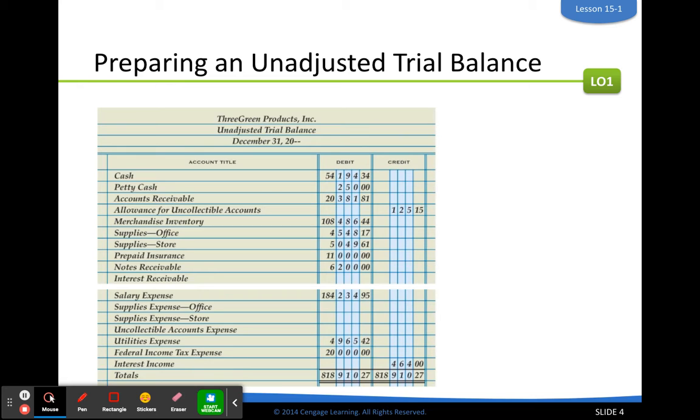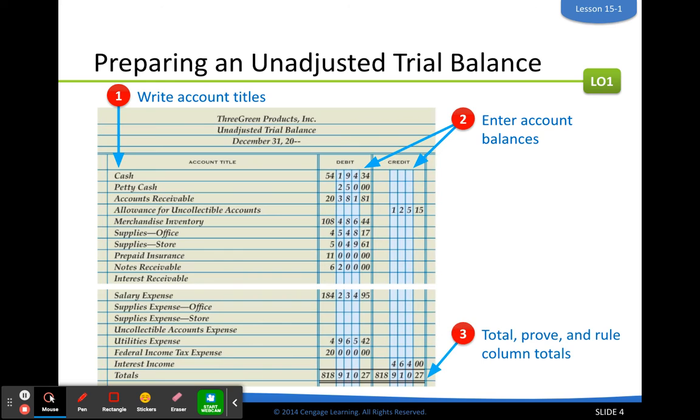Here is a portion of an unadjusted trial balance. You'll notice that we have our 3-line heading, always the company name, the name of the document, and then the date. And then we have our account titles, every single account starting at cash, every account balance, total them up, debits should equal credits, and then double underline. So that is the first thing that we need to do before we do our adjustments. We want to make sure our debits equal credits. Now we're ready to adjust to bring certain accounts up to date.